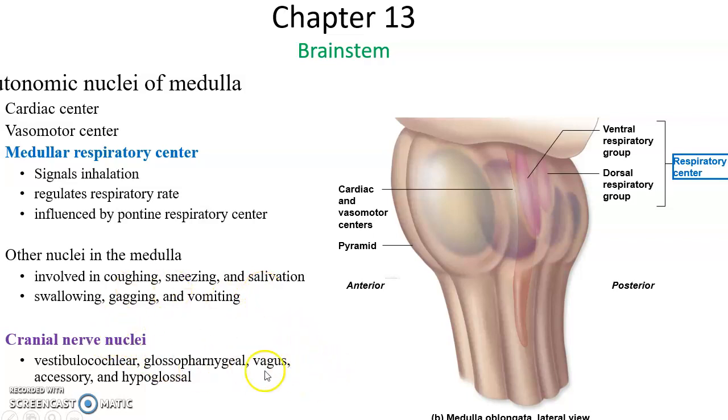And then finally, there are a number of cranial nerves whose nuclei, whose origin is found in the medulla oblongata, including the vestibulocochlear nerve, the glossopharyngeal nerve, the vagus nerve, the accessory nerve, and the hypoglossal nerve. We'll note that the vestibulocochlear nerve has an origin and nuclei in both the pons and the medulla oblongata.